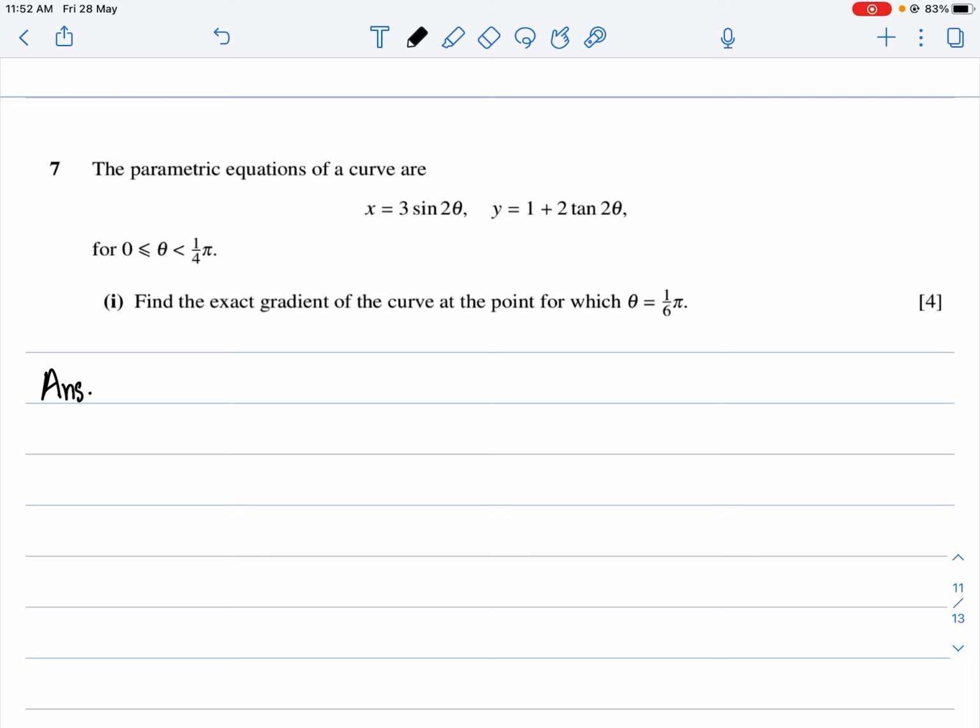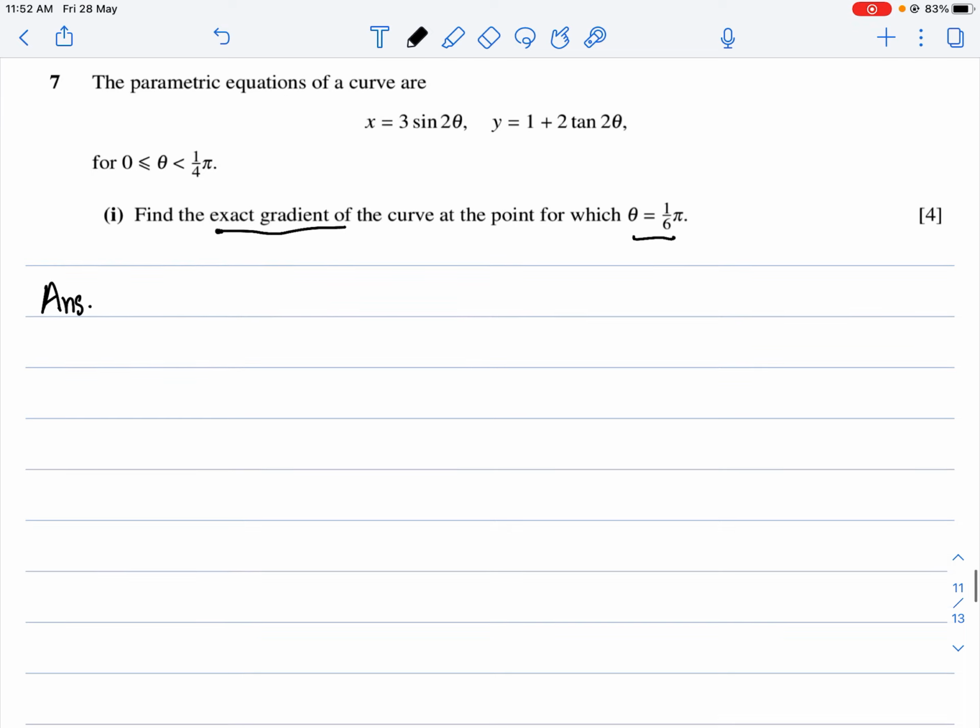This is the seventh question of the paper. In part 1, we need to find the exact gradient of the curve at the point where theta equals 1 over 6 pi. Gradient basically means dy by dx. Dy by dx can also be written as dy by d theta over dx by d theta, because when the d theta cancel, I'll get dy by dx again.